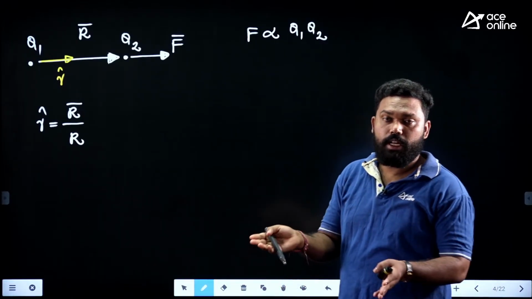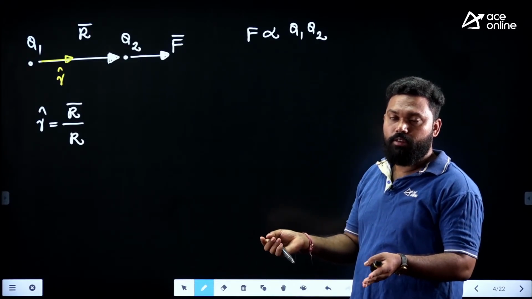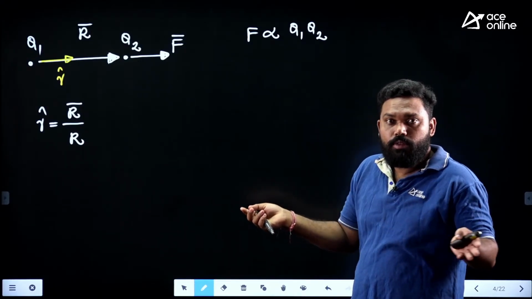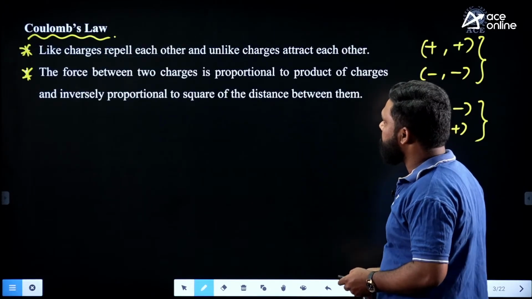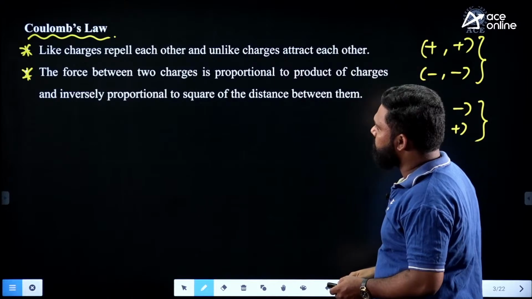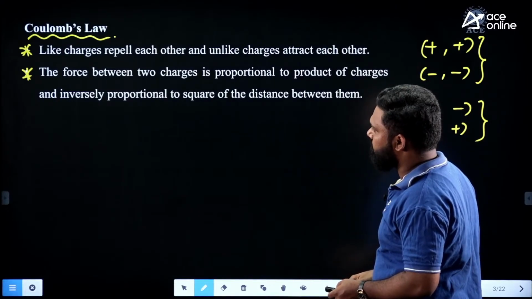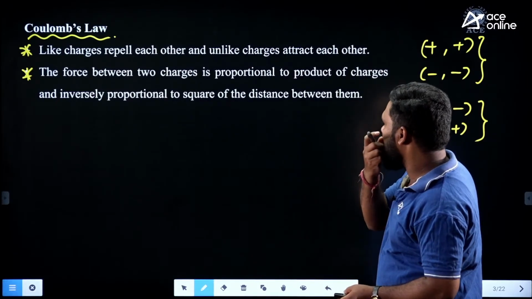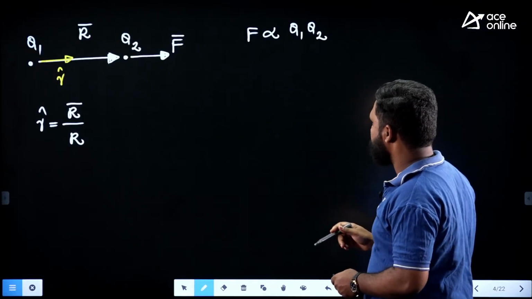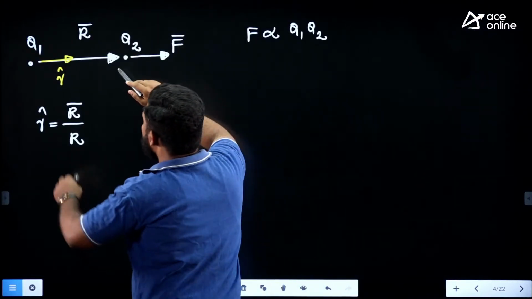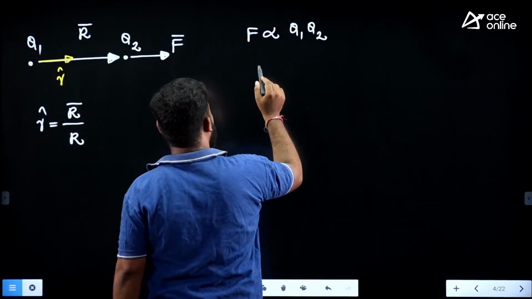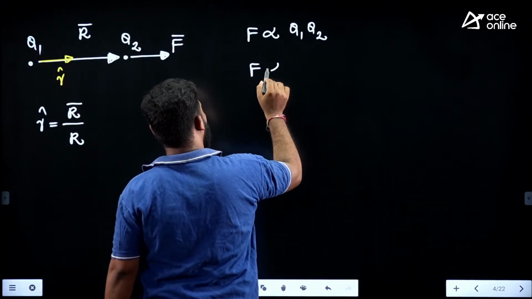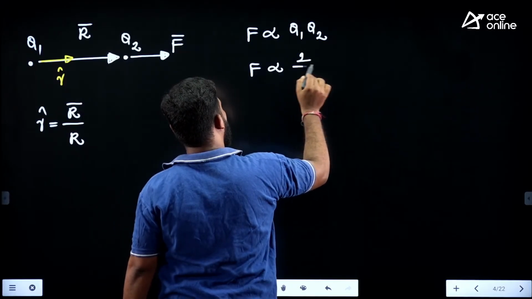That means if there is a very high charge, what happens? There will be a high force of attraction or repulsion between them. And what is the other statement? The force between two charges is proportional to the product of the charges and is inversely proportional to the square of the distance between them. So if I increase the distance between these two charges, what happens? The force between these two decreases. So force is proportional to 1 by r square.